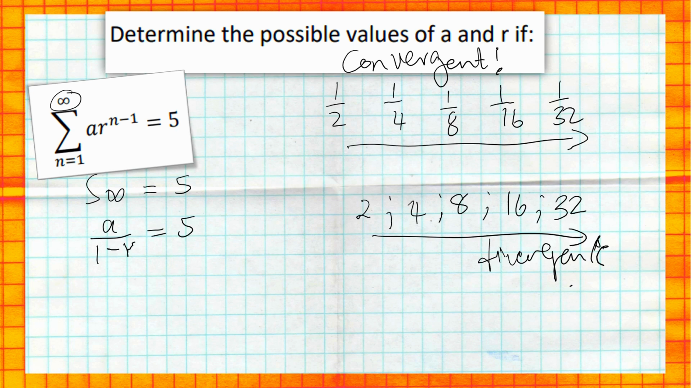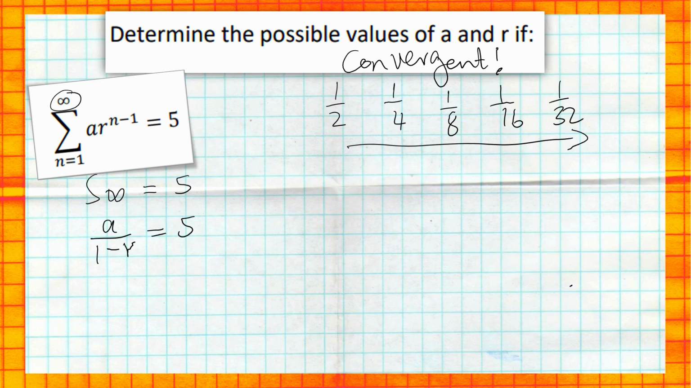So this is what will help us to solve this question: the remembrance that sum to infinity is only possible if our series is convergent, that is, our terms are getting smaller and smaller. But the most important thing: how is a series convergent? It is when your R is between -1 and 1. So this gives you the answer of the first part of this question, determine the possible values of R.